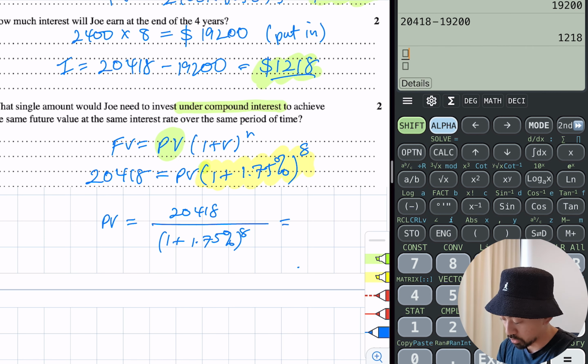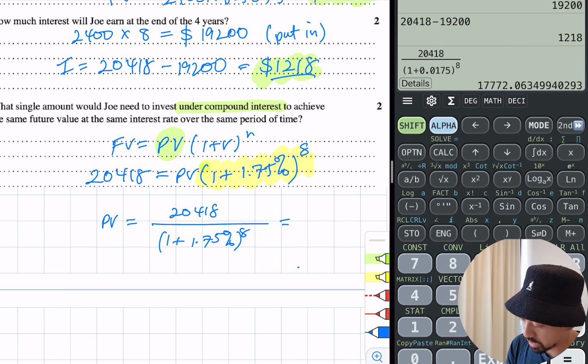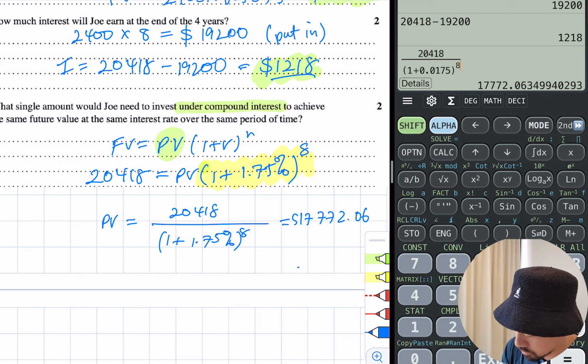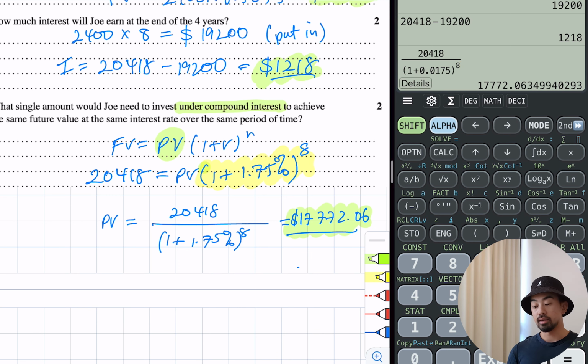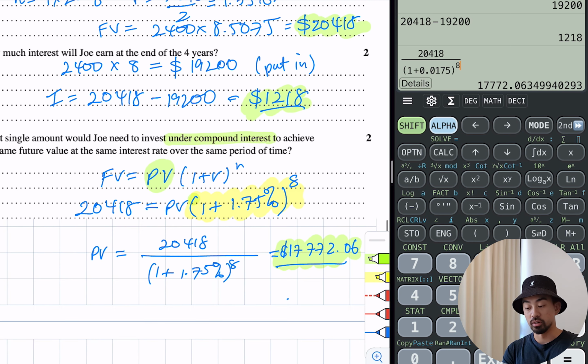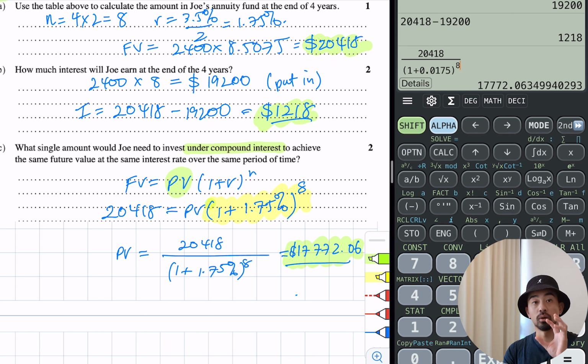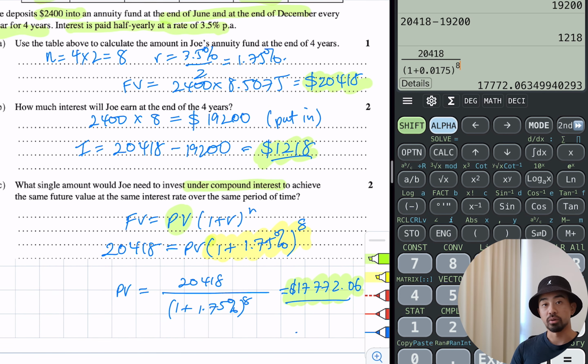So we've got 20,418 over (1 plus, I'll just change the decimal now, 0.0175) to the power of 8. So the present value is 17,772.06. So that's our answer there. So in order to get $20,418, he would have to invest a whole lump sum of $17,772 to achieve this.